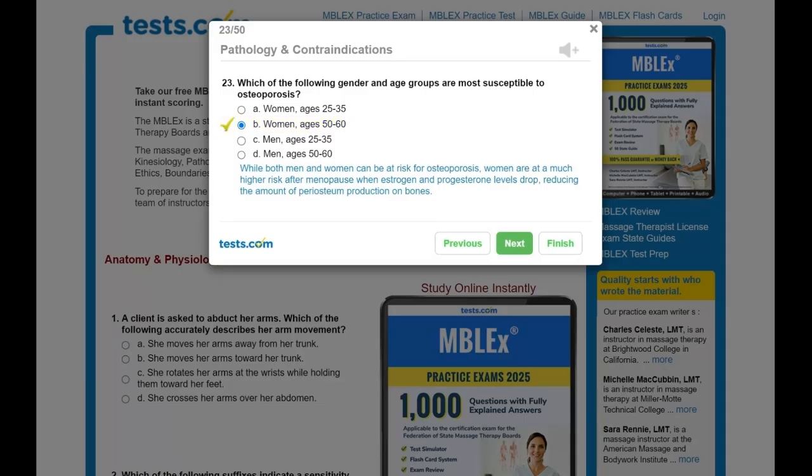B. Women ages 50 to 60. While both men and women can be at risk for osteoporosis, women are at a much higher risk after menopause when estrogen and progesterone levels drop, reducing the amount of periosteum production on bones.